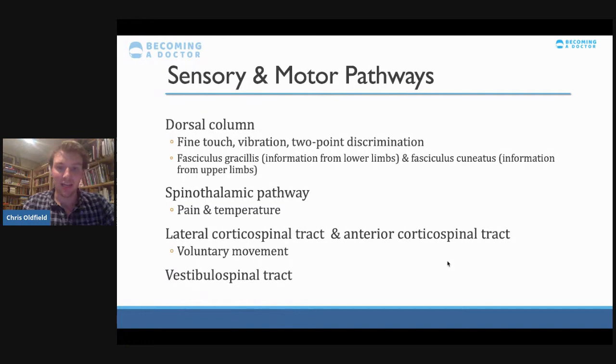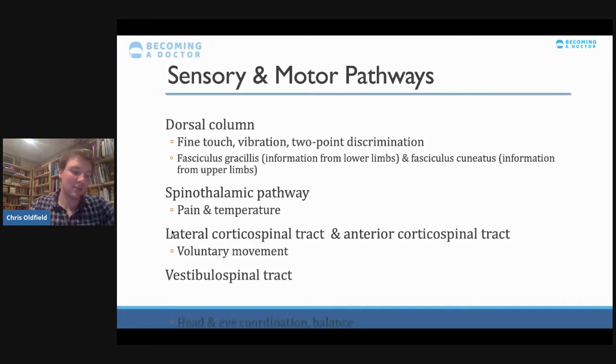The lateral corticospinal tract and the anterior corticospinal tract are the main motor pathways, and these are voluntary movement. So if I want to click my fingers, or I want to go for a walk, or I want to lift up my leg, they're all voluntary actions, and that runs down these two tracts. The main difference is that the lateral corticospinal tract mainly does your limbs, whereas the anterior corticospinal tract is mainly involved in your axial musculature, and the axial just means the bit of your body that's not your limbs and below your neck, so your torso mostly.